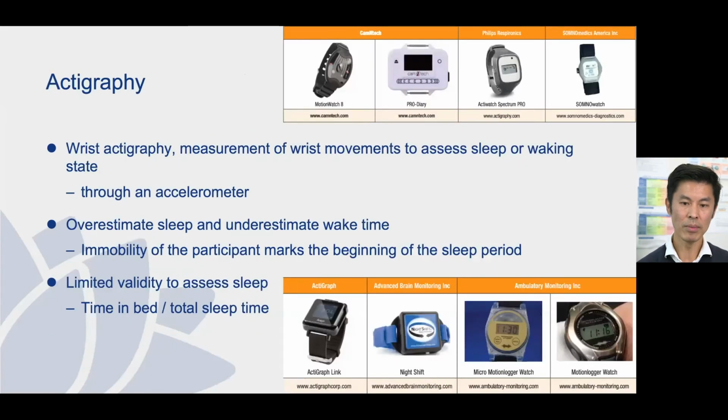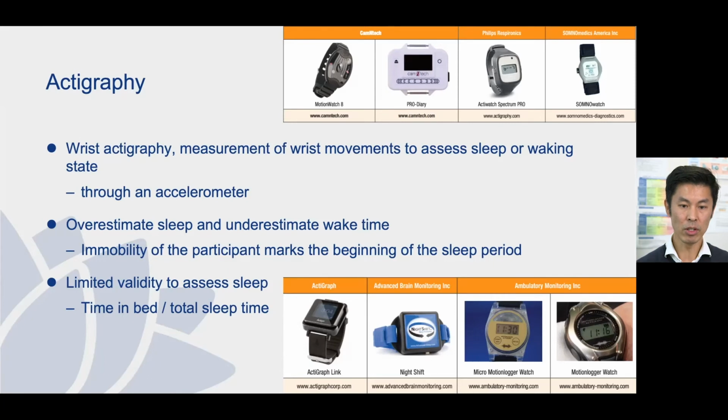So now we come down to actigraphy. There are a lot of new models nowadays on the market, such as wrist actigraphy, which uses an accelerometer to measure wrist movement, and in so doing, assess sleep or waking state. Whilst they are very popular, they actually have very limited validity to assess sleep. They are perhaps good to look at time in bed or total sleep time, and perhaps help the patient understand their sleep pattern better.